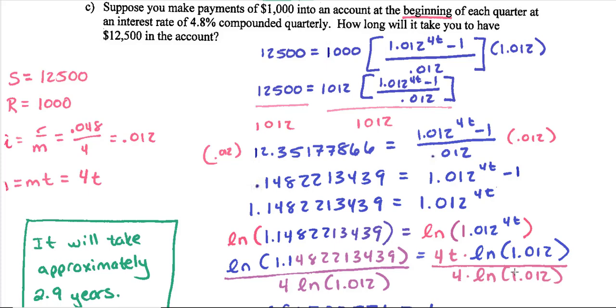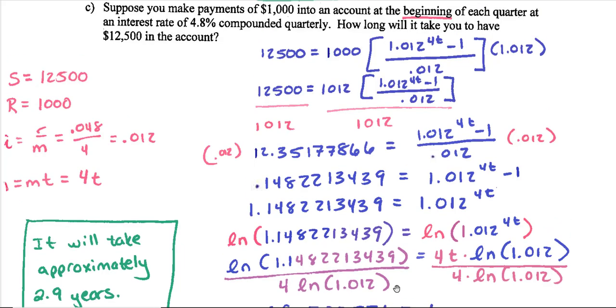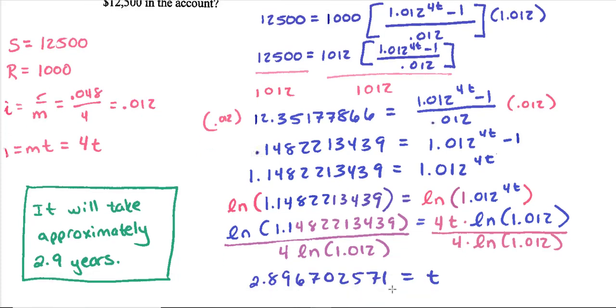I'm trying to get t by itself, so I can divide by the 4 and the natural log of 1.012. I urge you to make sure that you put parentheses around this, because if you just do the natural log of 1.1 number divided by 4 times the natural log, without that natural log being in parentheses, it won't divide by it, it'll multiply it by it. So make sure when you do this, you get 2.896702571 as your t. And so we'll round that to approximately 2.9 years. So it'll take about 2.9 years to get that $12,500 you need in this account. That's it for these exercises, and we'll see you next time.